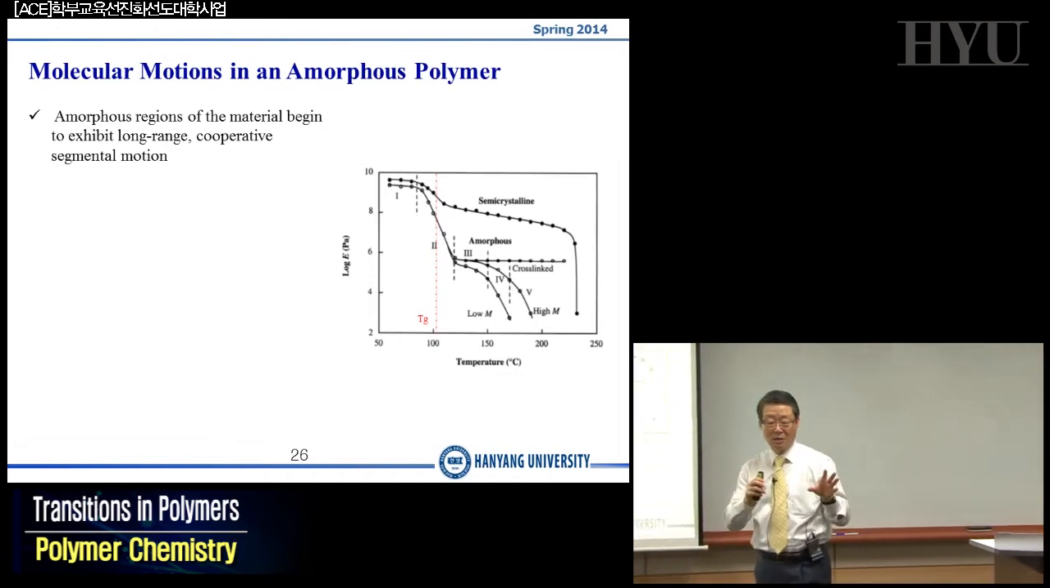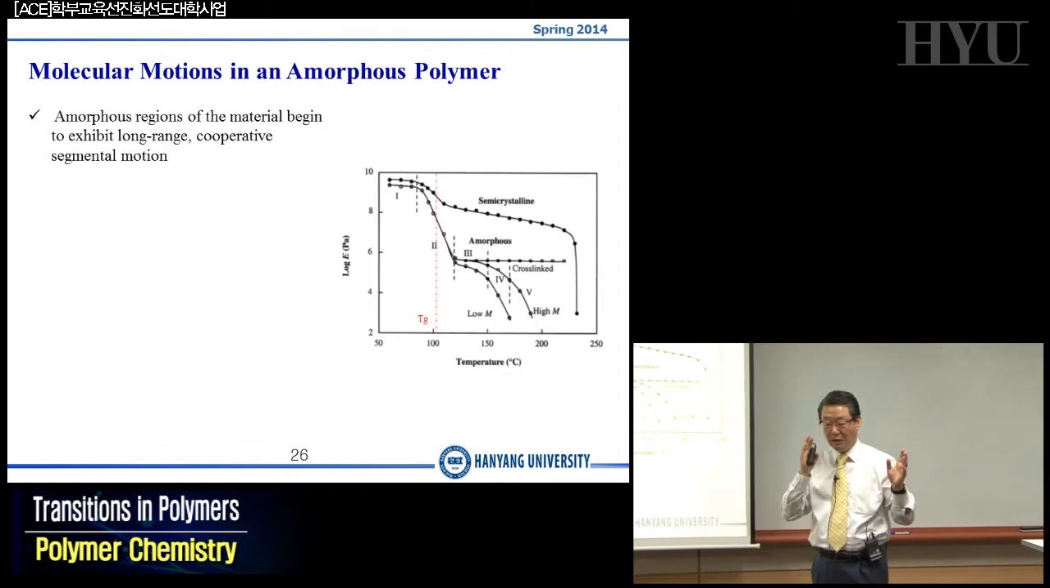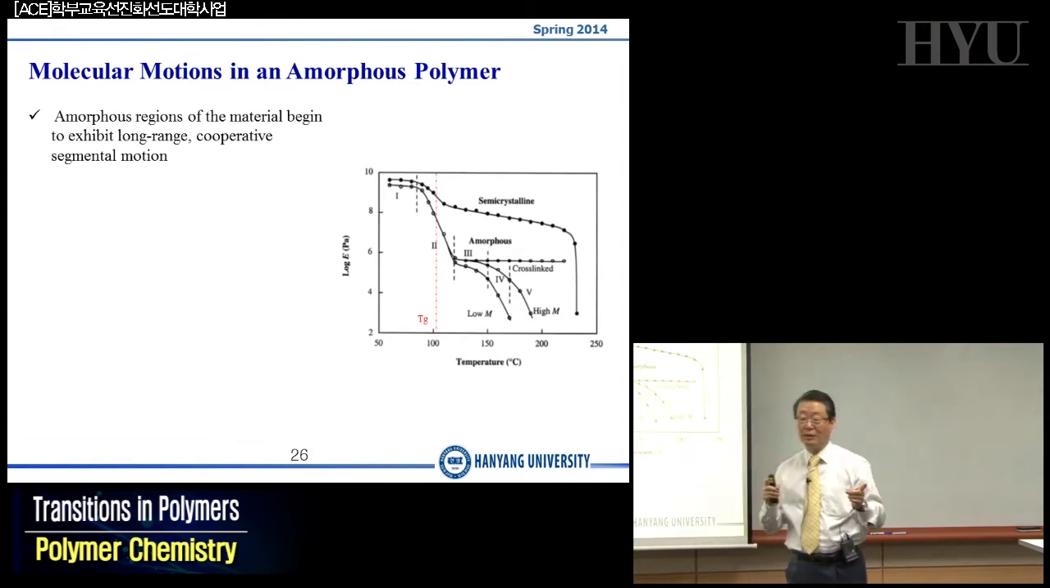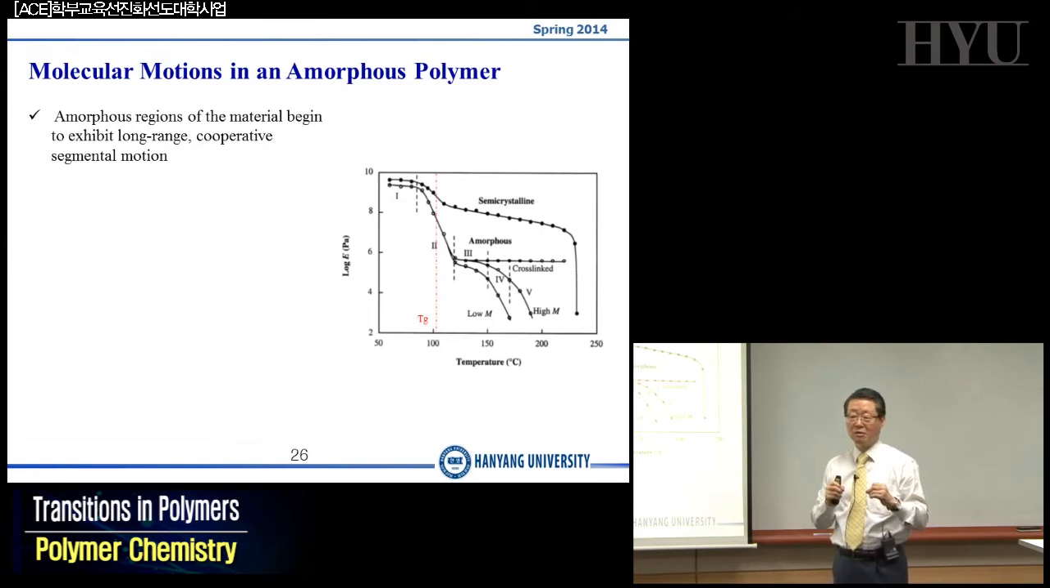Segmental motion is the one where a segment is regarded as perhaps several repeating units. You know the repeating units, and if you have about 5 to 10 repeating units, we call this a segment. So segment is not a definite term, but kind of an indefinite term, just like "several." Several is not a definite number, but it could be regarded as 4, 5, anyway, something like that.